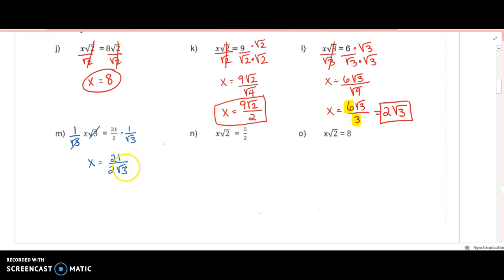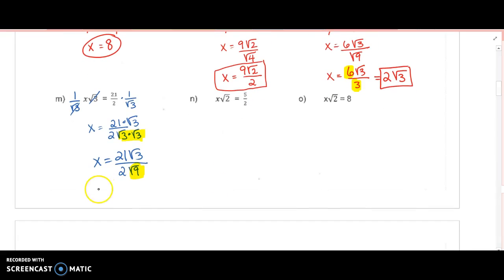Right? And then from here, I'm not allowed to have a square root 3 in the denominator, so I'm going to multiply top and bottom times square root 3. So that's 21 square root 3 over 2 square root 9, right? Because square root 3 times square root 3 is square root 9. But then, remember with me, square root 9 is 3. So this is 21 square root 3 over 2 times 3, or x equals 21 square root 3 over 6.